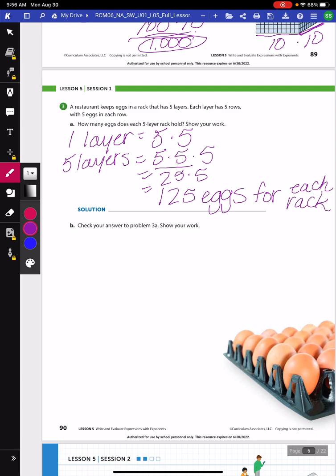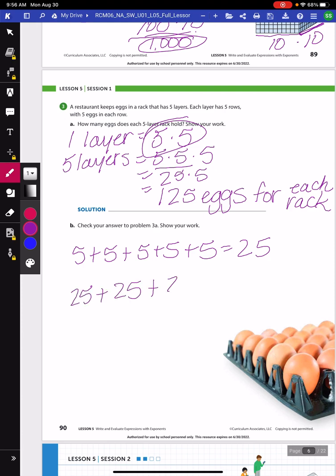All right? So you could have said, check your answer. So 5 plus 5 plus 5 plus 5 plus 5 equals 25, which is the same as 5 times 5. And all the layers would be 25 plus 25 plus 25 plus 25 plus 25. We know that equals 125. All right, so that's the end of session 1.